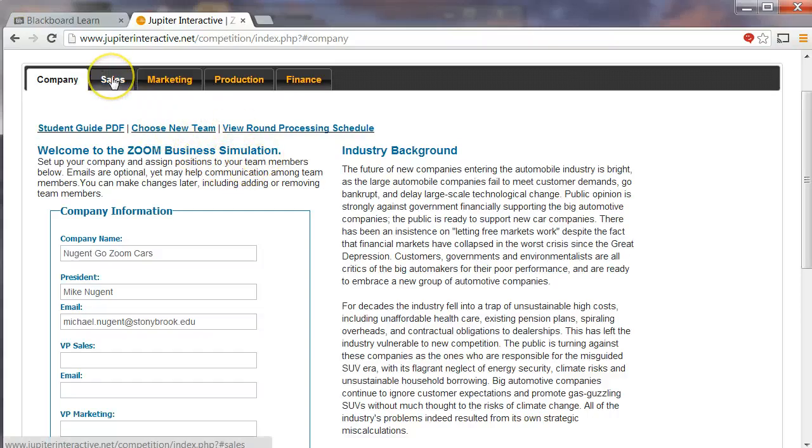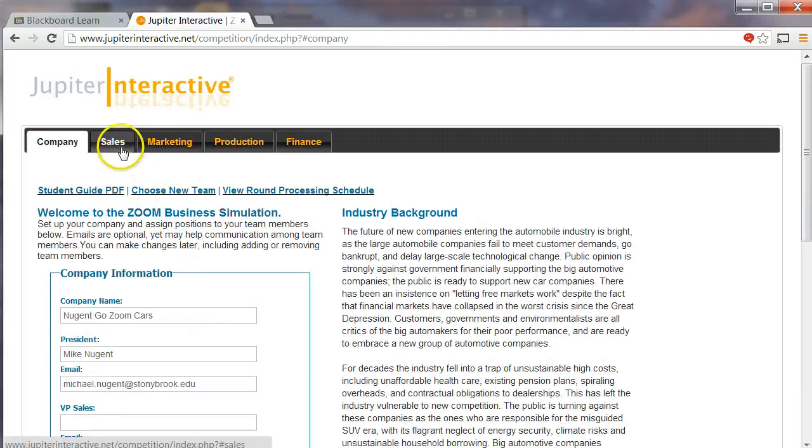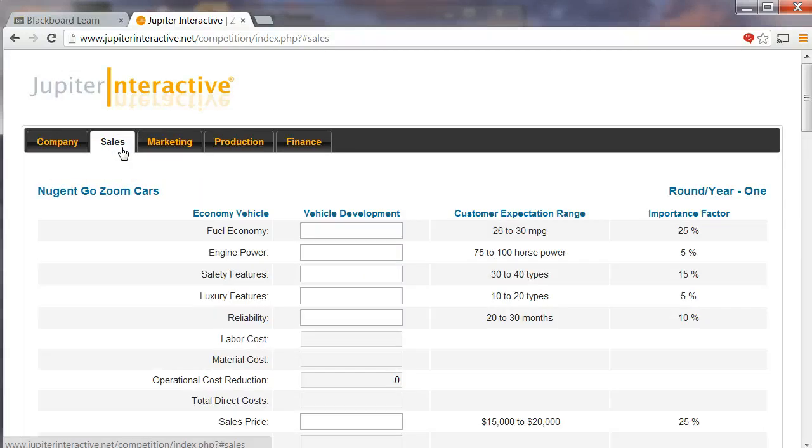Okay, so the first thing to do in round one is you have to create your sales department here. You're starting out as an automobile company, and you're going to be competing against other companies in the automobile industry, and you have to design your automobiles.